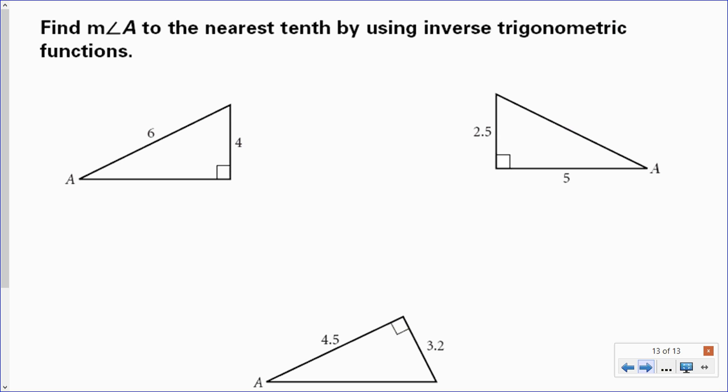Okay, the last thing we need to talk about in tonight's video is how to use the trig functions to find an angle. And so to do that, we actually have to use the inverse trig function, okay? All right, so for instance, in this first triangle, we want to find the measure of angle A. So again, start by labeling your sides. 6 is the hypotenuse, 4 is opposite of angle A. Refer to your SOHCAHTOA.